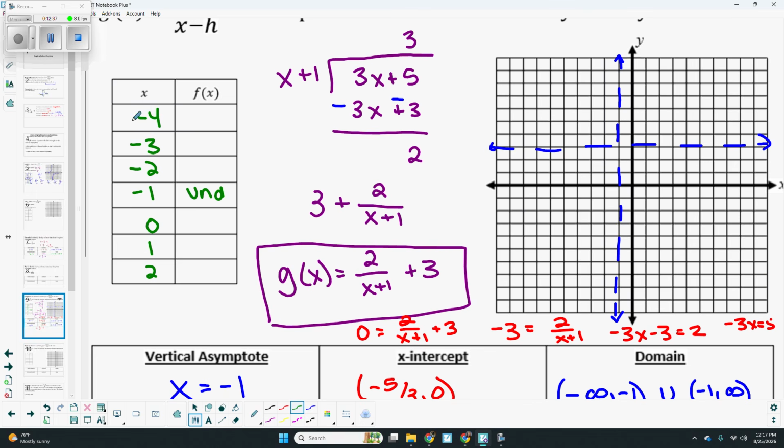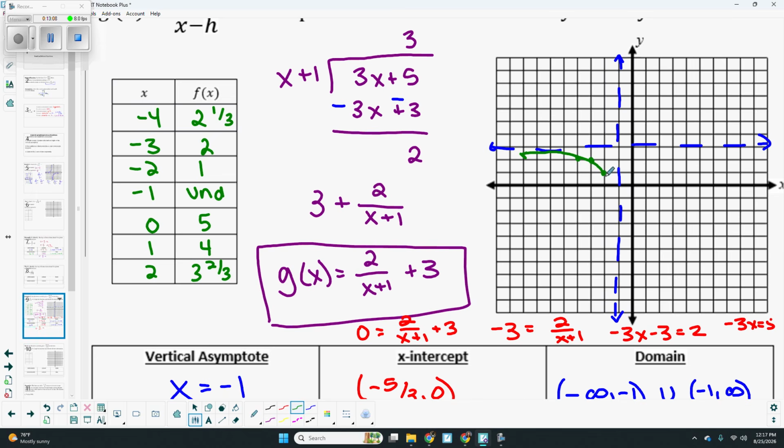So if I plug in negative 4, I get 2 and a third. If I plug in negative 3, I get 2. If I plug in negative 2, I get 1. Plug in 0, I get 5. I plug in 1, I get 4. And I plug in 2, I get 3 and 2/3. So at negative 4, we have 2 and a third, so a little bit above the 2. Negative 3 is at that 2, and negative 2 is at the 1.